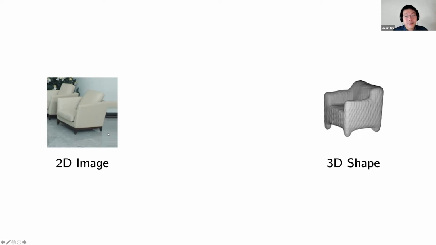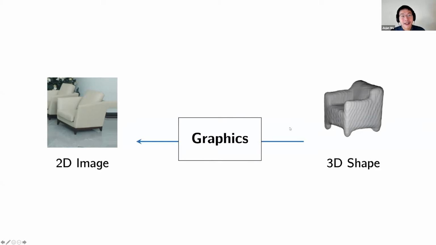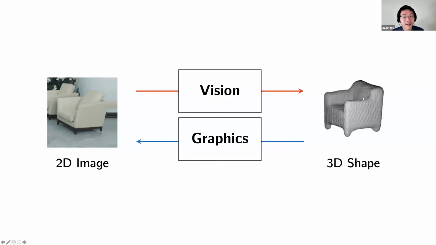And to connect 2D images and 3D shapes, there's one direction, that is the perspective from computer graphics. An important subject in computer graphics is rendering. That is, if I'm given a 3D shape, textures, viewpoints, and lighting, how can I render the picture of the object? And the other direction is computer vision. That is, how I can reconstruct the 3D shape from 2D images. And that's also more or less why computer vision is sometimes called vision as inverse graphics.